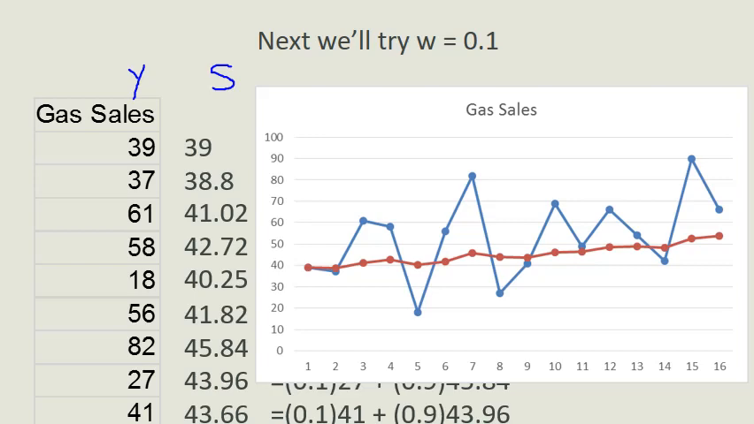And the first example with a smoothing constant of 0.7 had not enough smoothing. I recommend that you try this for yourself with a smoothing constant of around 0.4. That seems to be a good middle ground for this data set.